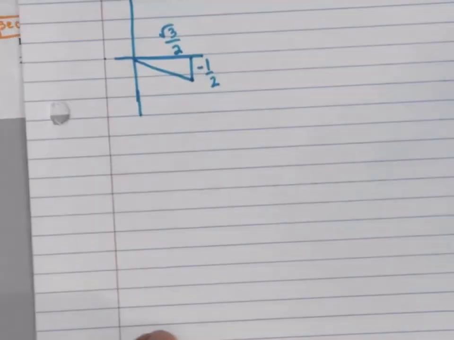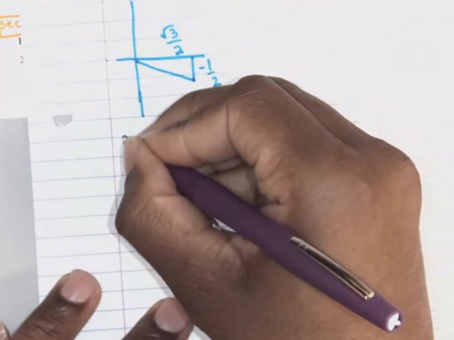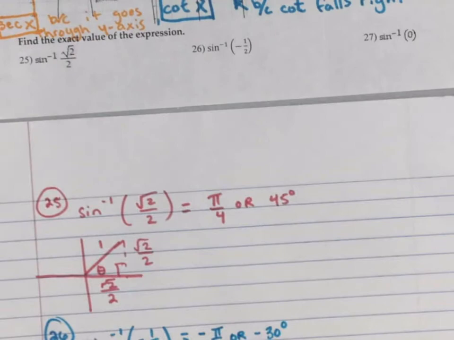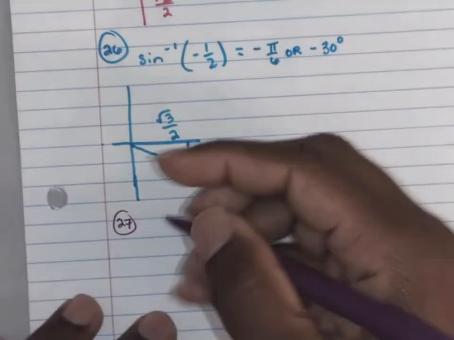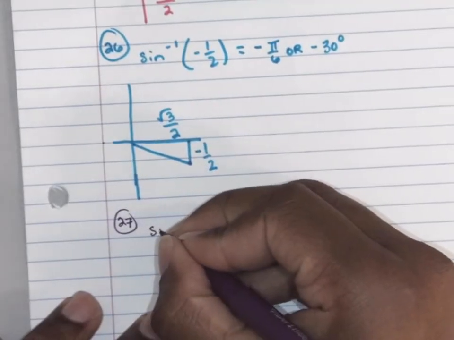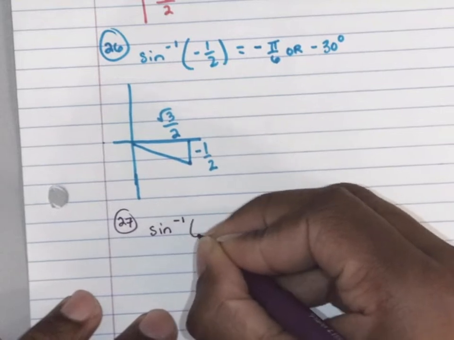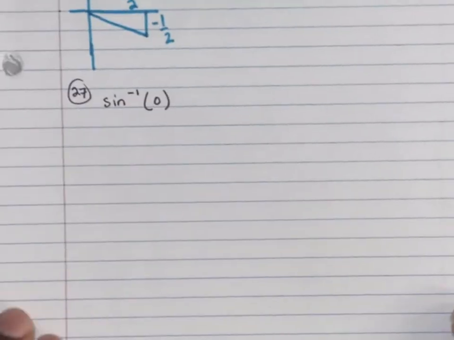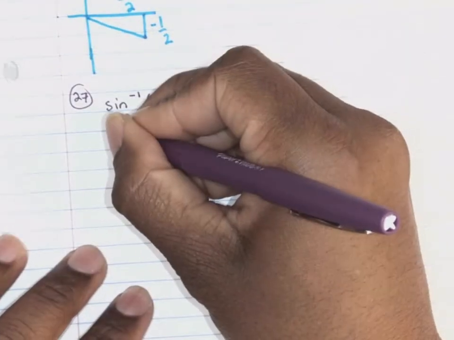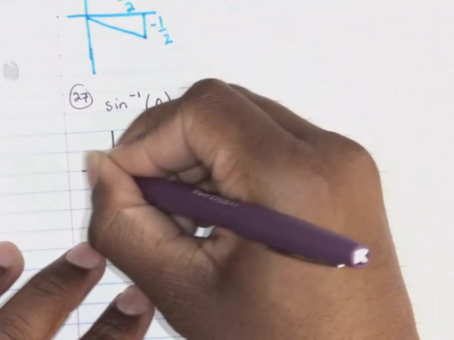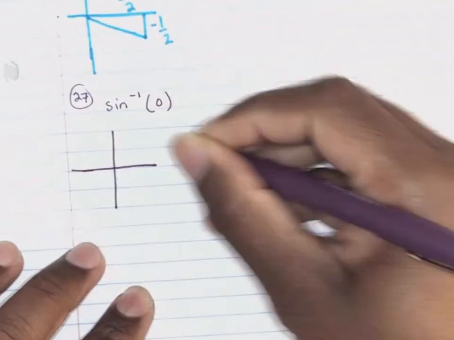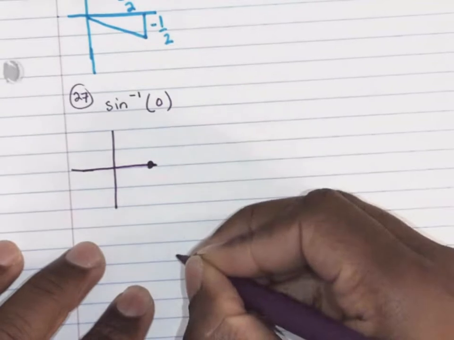All right. Number 27. Sine inverse of 0, when the exact value is 0. Sine inverse of 0. So this is a quadrantal angle. At 0 degrees, I would be right here.